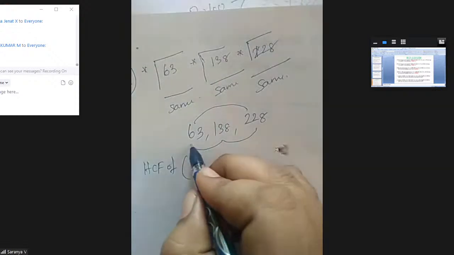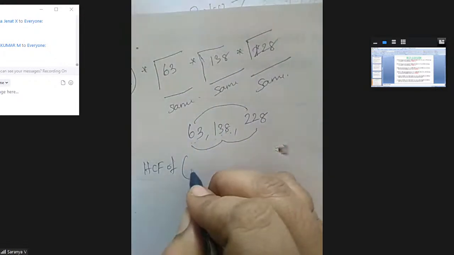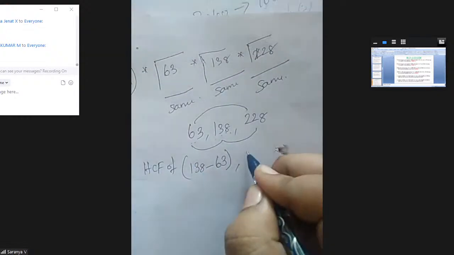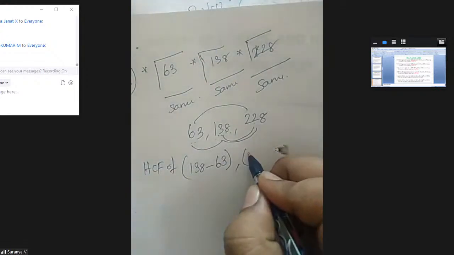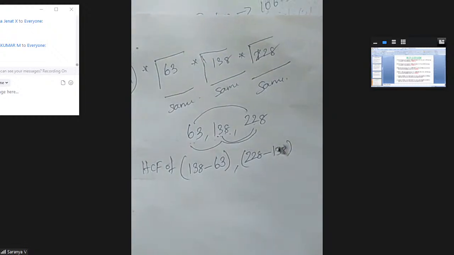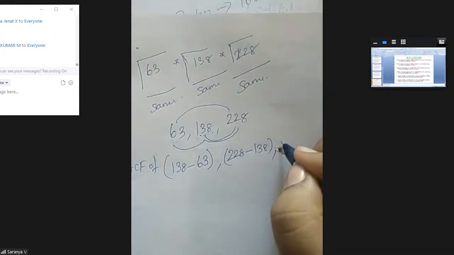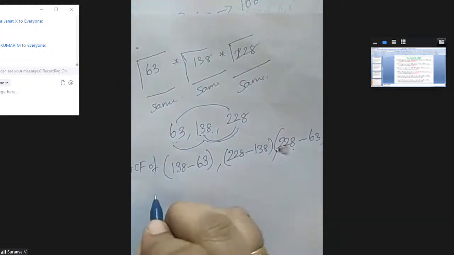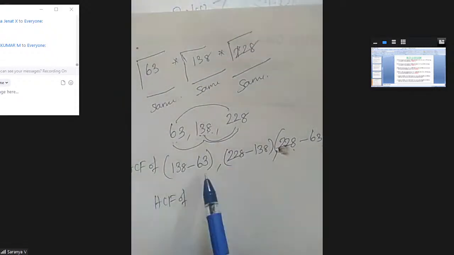Got it? So 63, 138. Always write the bigger number first. So 138 minus 63, comma. The next combination is 228 minus 138, comma. The last combination is 228 minus 63. So what is the difference? HCF of, what is the difference between 138 and 63?